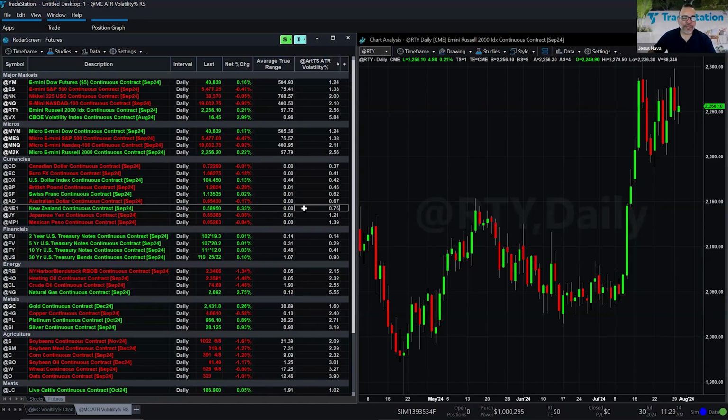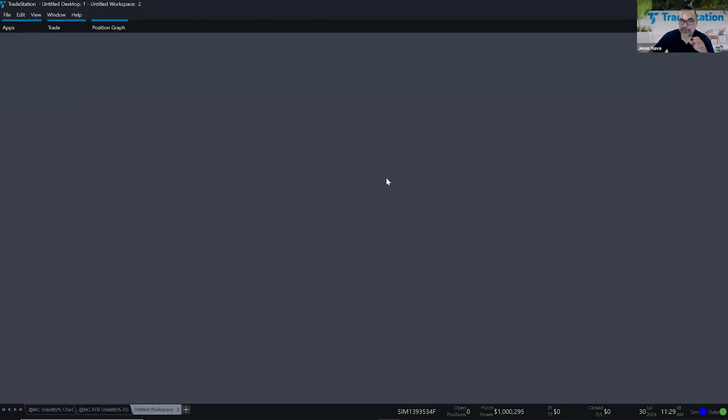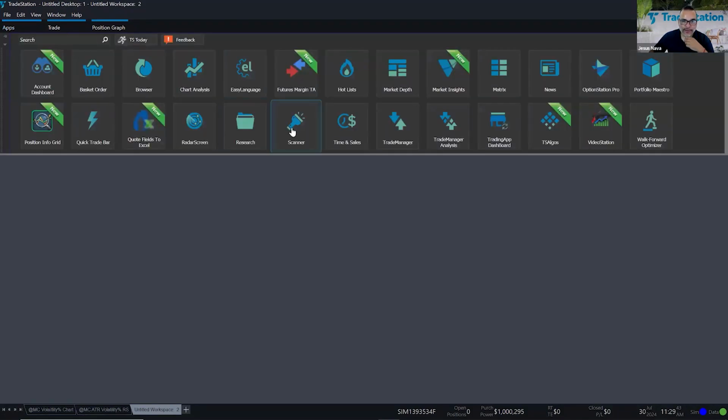Let's say, for example, that you don't have a preset list of symbols, that you want to do some scanning. Let's say, for example, you want to just scan the whole universe of stocks that have the highest percentage movement compared to the value of its shares. So we call that ATR volatility percentage. So let's go ahead and open up a new workspace here and show you how you can do a quick scan. I go to apps and click on scanner.